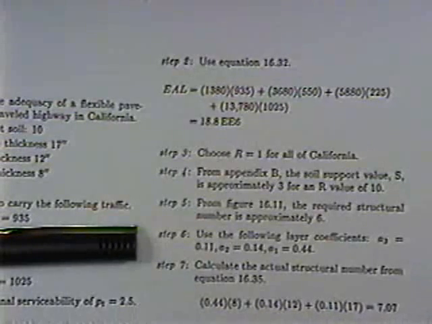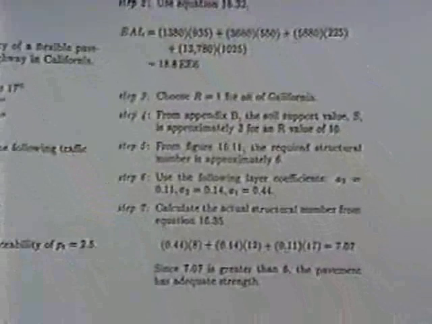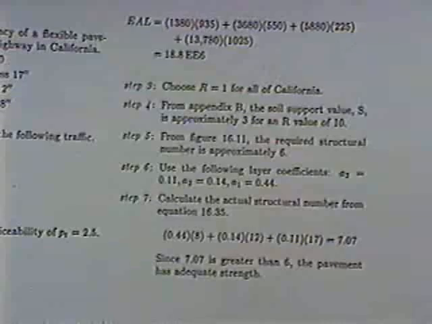If we'd gone through this problem and computed a structural number that was less than 6, we'd have to go back and try some different thicknesses in order to get it up to the necessary values. A couple of things to keep in mind when designing pavements is that there are some minimum thicknesses for these different layers. For asphaltic concrete surfaces, at least a minimum of 2 inches, and that's for constructability. And for bases and sub-bases, we need a minimum depth of about 4 inches. If you look at this particular design, it exceeds all of those minimums.